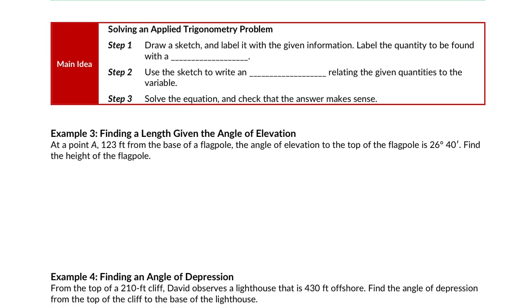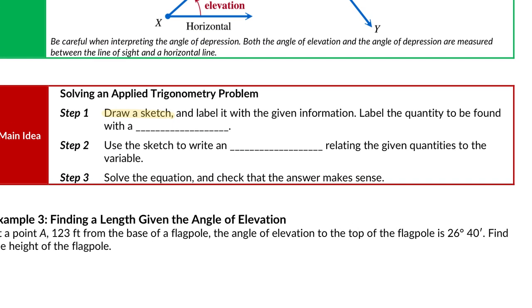When we're doing these kinds of problems, the step I always want you to do is draw a sketch. Like I said earlier, if I see no sketch drawn, I'm going to make you start there. You should always have a picture of the scenario or the triangle involved and label it with the given information. Label the quantity to be found with a variable, and I prefer a variable that makes sense for the problem. So if you're finding height, maybe h. If you're finding length, maybe L. If you're finding distance, maybe D. Label it where it makes sense.